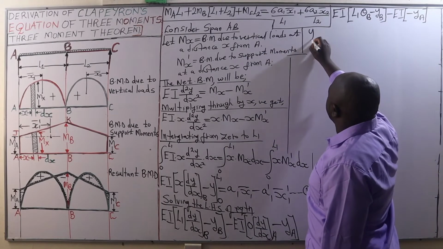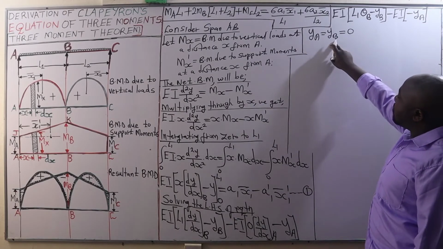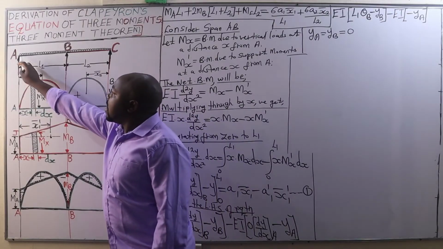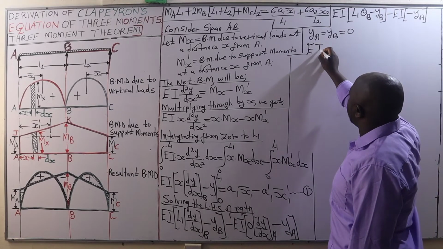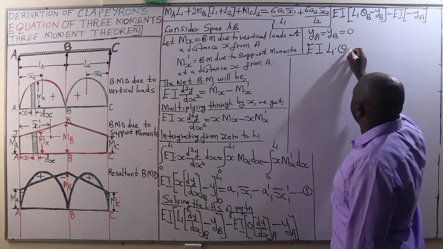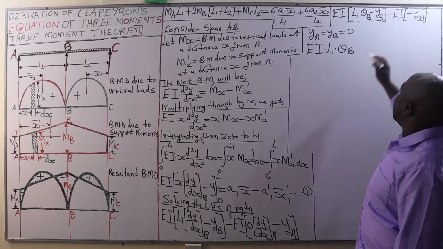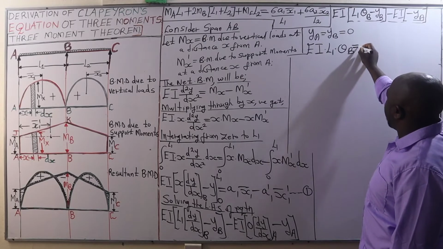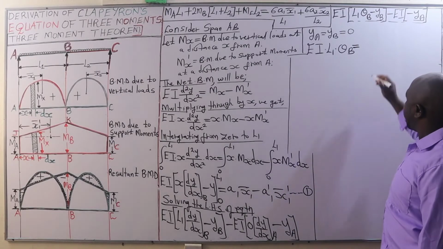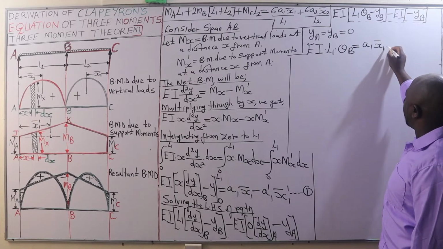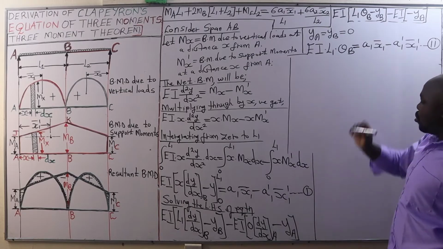Now we know very well that deflection at the supports is usually equal to 0, and therefore deflection at A as well as deflection at B are equal to 0. That is deflection at the support A as well as deflection at the support B. Therefore our equation is going to be EI L1 multiplied by slope at B. So yB and yA are zeros, making the whole of that 0. So we are done with solving the left hand side, which we are going to equate to this, that is A1 bar x1 minus A1 prime bar x1 prime. Let's call this equation 2.